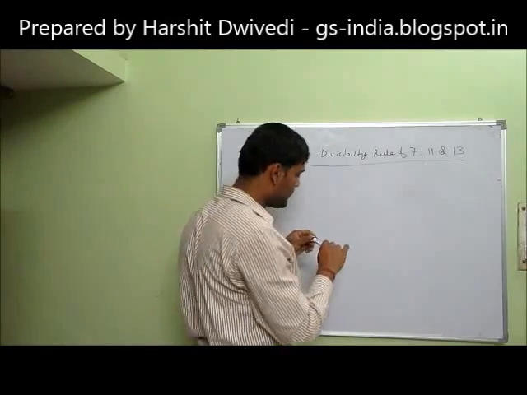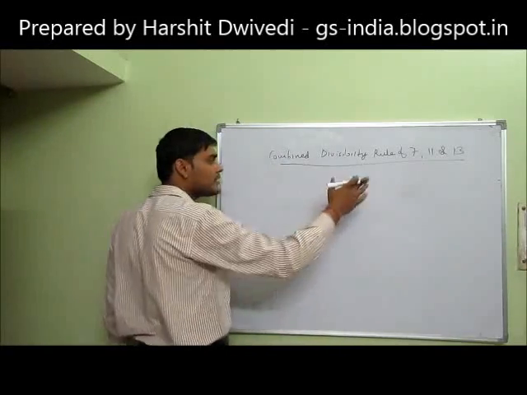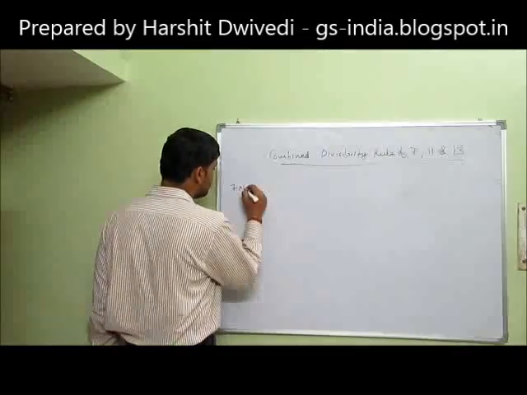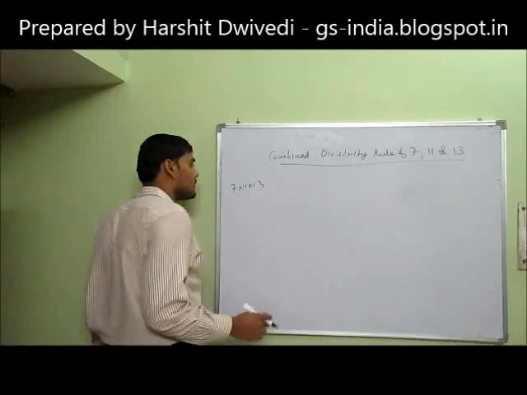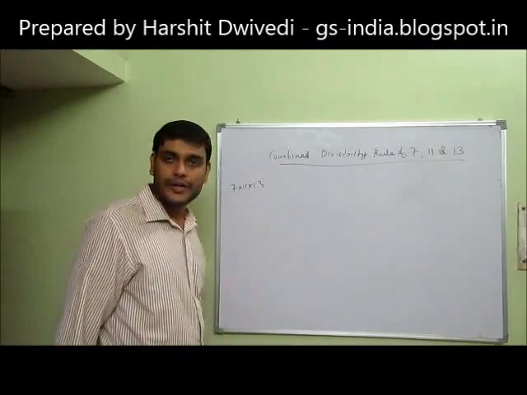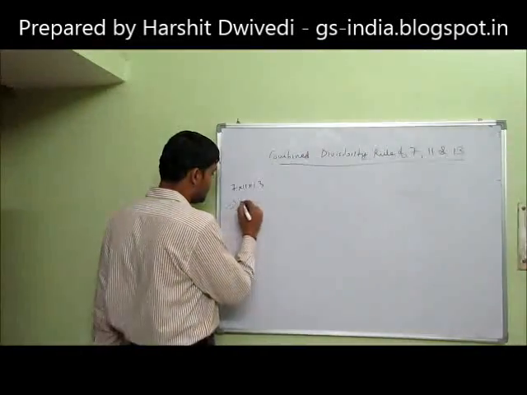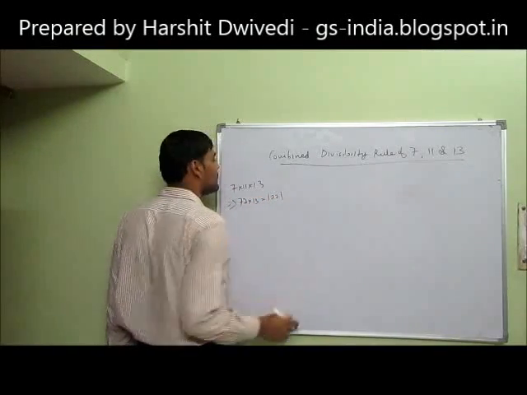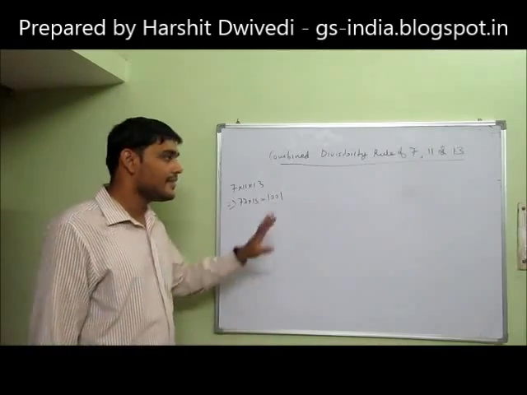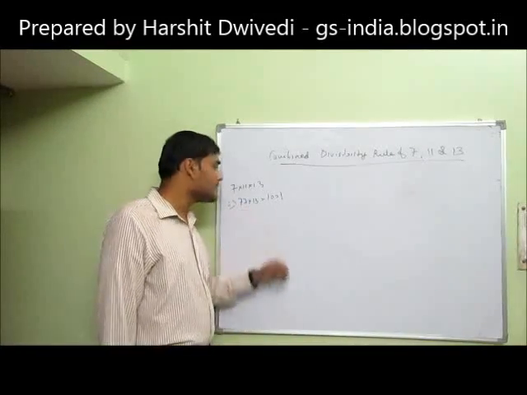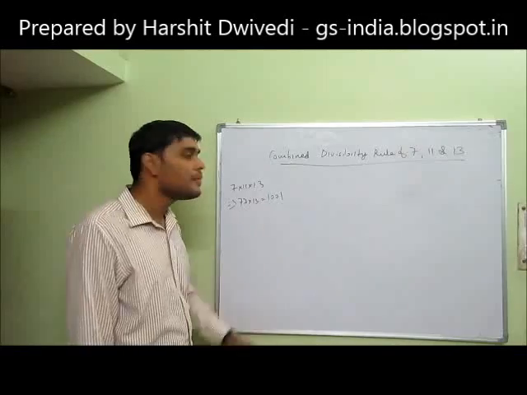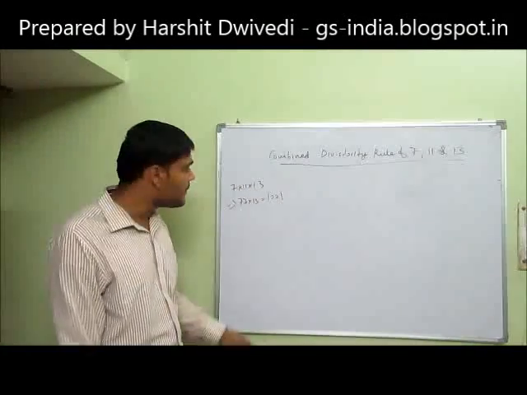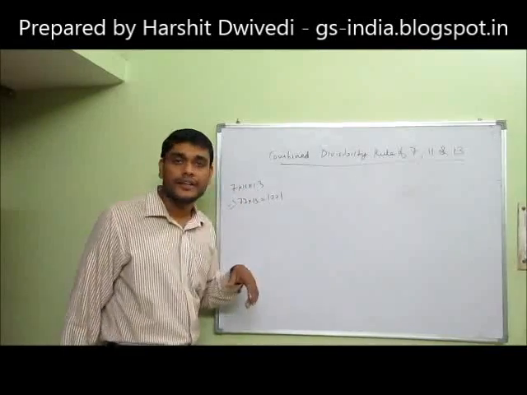We know that 7, 11 and 13, these three are prime numbers. If I multiply 7 into 11 into 13, what do I get? I get 77 into 13, that is 1001. So 1001 is the product of 7, 11 and 13.